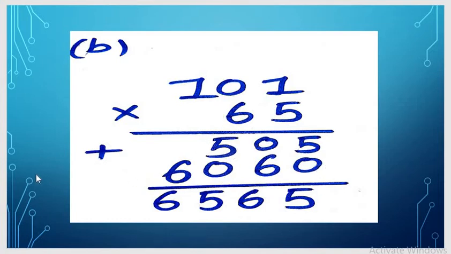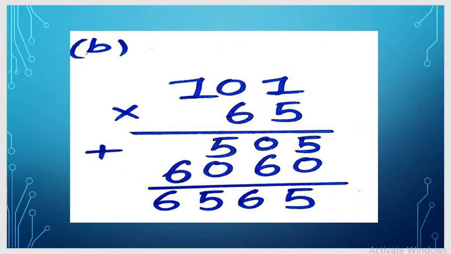So now we do the addition here. 5 plus 0 is equal to 5, 0 plus 6 is equal to 6, 5 plus 0 is equal to 5, 0 plus 6 is equal to 6, and 5 plus 0 is equal to 5, and 6 as it is. The answer we got here is 6565. 6565 is our answer. Understood, all students?